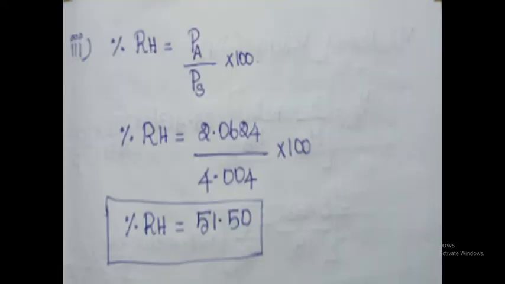Okay. Third division, percentage RH. Percentage RH formula: PA by PS into 100. PA values are known, PS values are known, substitute here, multiply by 100. Finally we get 51.50. This is percentage RH.